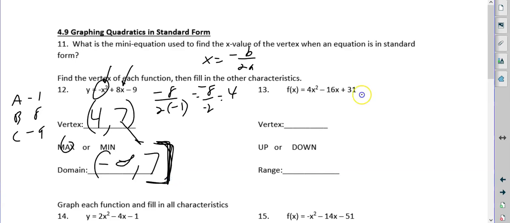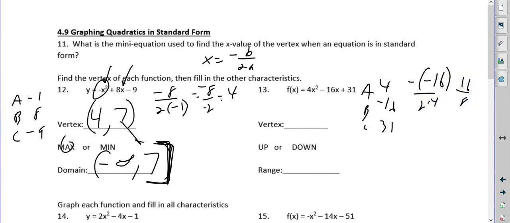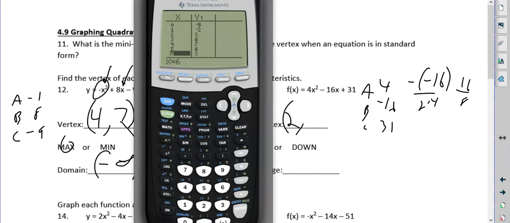Number 13, real quick, A, B, C. 4, -16, and 31. Opposite of -16 over 2 times 4. That's 16 over 8, which means the x value is 2. Now I can plug 2 in, or I can just come here real quickly and put in 4x squared minus 16x. Let the calculator do the heavy lifting for you. Plus 31. Graph.